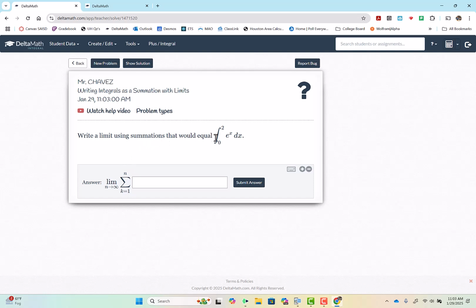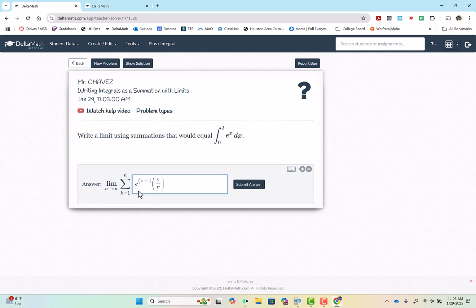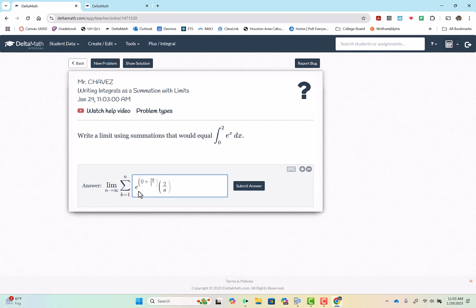Write a limit using summation that would equal this. Relax. Look, I start at 0, so I'm going to write e and then the e to the power. And then up here, I'm going to go 0 plus. So what's my delta x? 2 divided by n. Yeah, because n is the number of rectangles I have. And then multiply that by your kth rectangle. So I'm going to go, and I put x there. I'm going to put 0 plus, you don't have to put the 0, by the way, 2 over n times k. So 2k over n. And there it is.